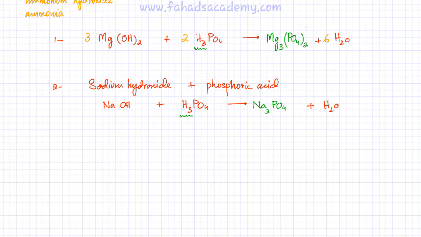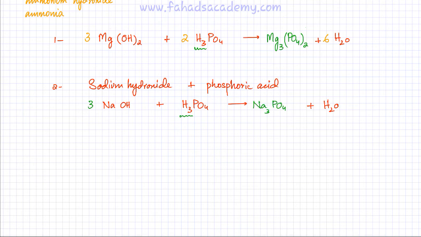So to balance this equation, look for the easiest element to balance first. Na is 3, so there should be 3 sodium atoms on the other side. There should be 3 molecules of NaOH. Then you have phosphorus, which is already balanced.